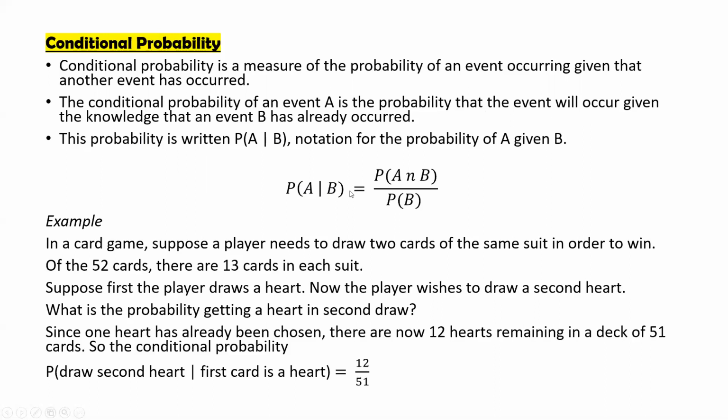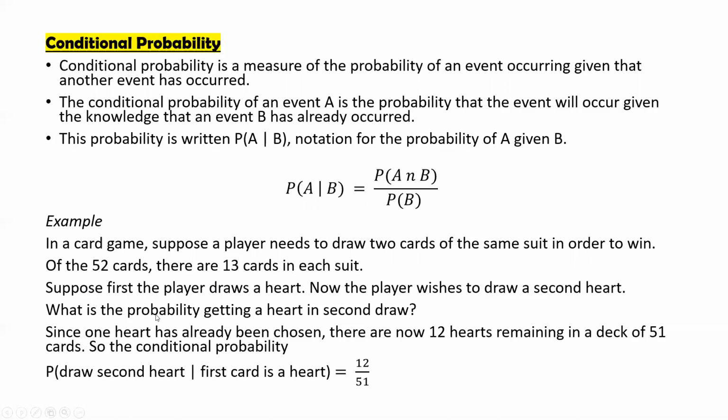Let's see the example. Okay, let's say in a card game, a player needs to draw 2 cards of the same suit in order to win. You have 52 cards, right? The playing cards, the poker cards. Then one suit has 13 cards in each one. Let's say the heart shape, you have 13 of them. You have 13 spades, 13 diamonds, and so on.